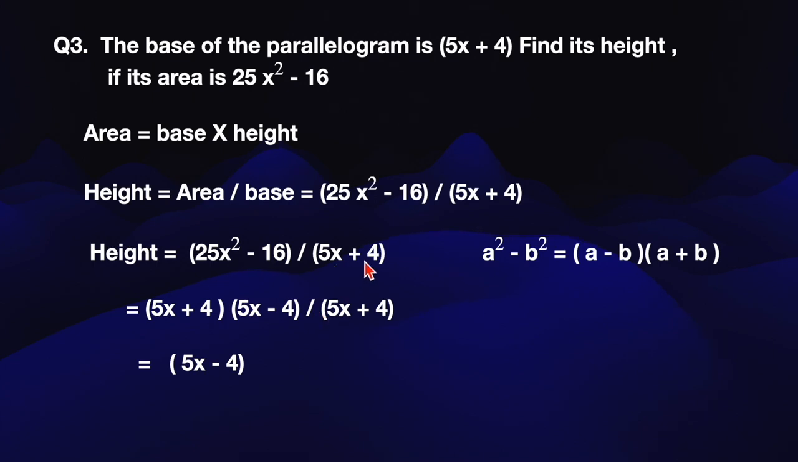Okay. Divide by 5x plus 4. So when you divide this, you cancel out these two common factors. You are left with 5x minus 4. So that is the height.